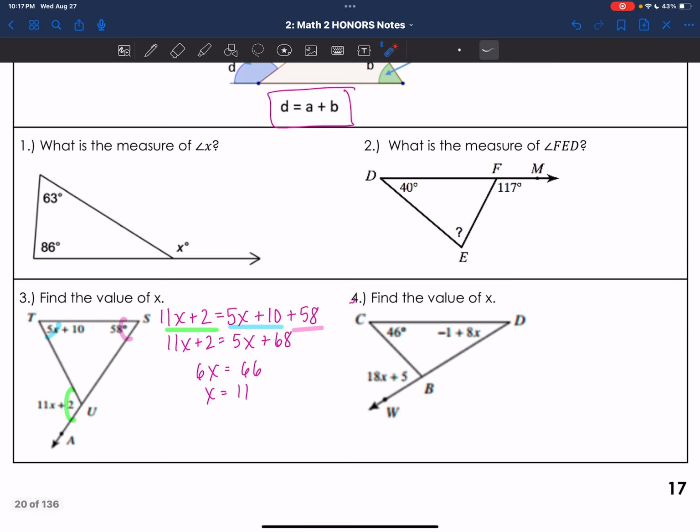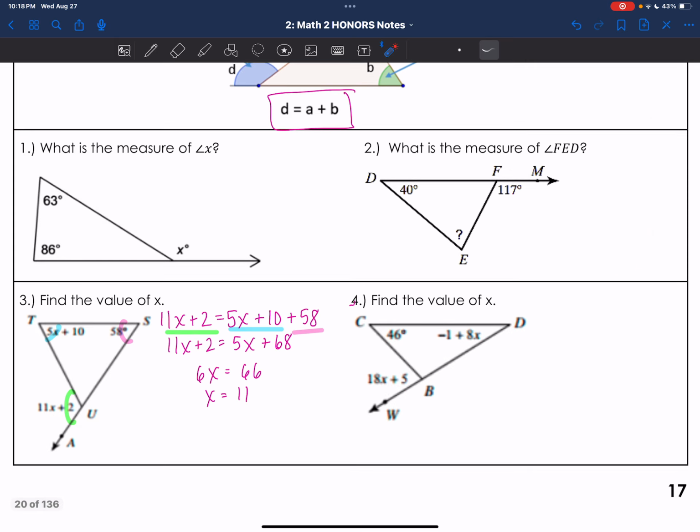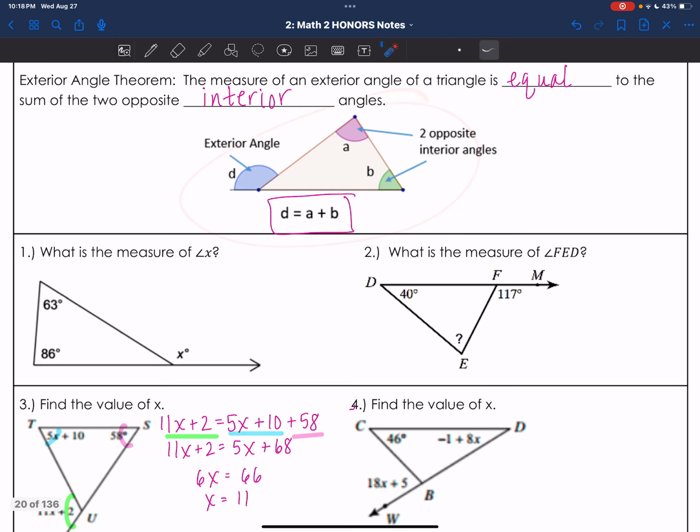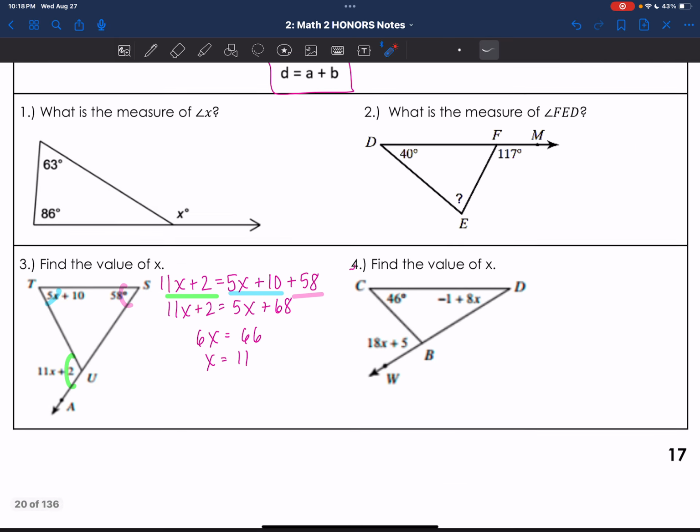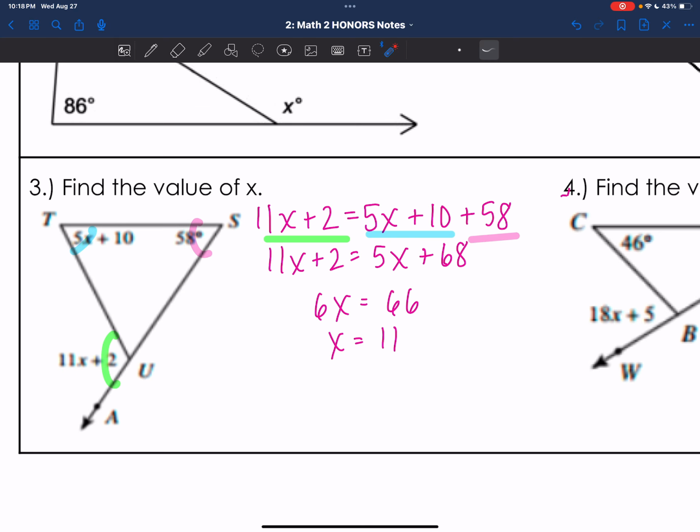All right, so I want you to try these two by using the exterior angle theorem. And then I'm going to just do this example for you right here. It says find the value of x. So we know, since this is the exterior angle, that 11x plus 2 is going to be equal to that plus that. So we've got 5x plus 10 plus 58. And then when you simplify, you're going to get x equals 11.